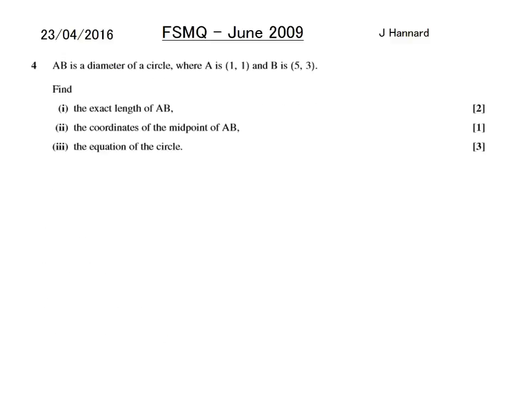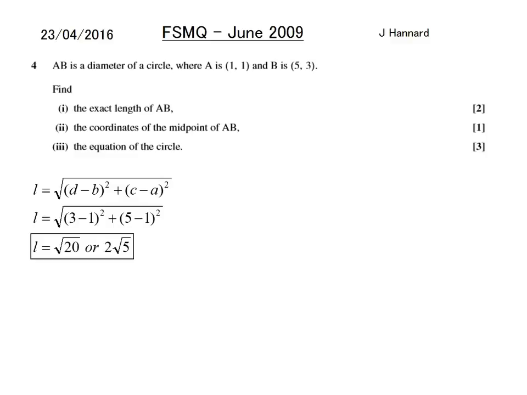Question 4. AB is the diameter of a circle where A is 1, 1 and B is 5, 3. So find the exact length of AB. Well, length equals back take back squared, added to front take front squared, and rooted. So you get that. Put in the numbers, and you get that. So L is root 20, or if you cancel that down, it's 2 root 5. And that is the exact length of AB.